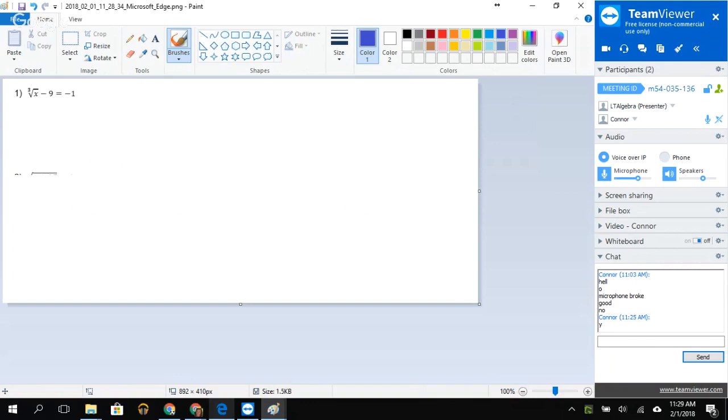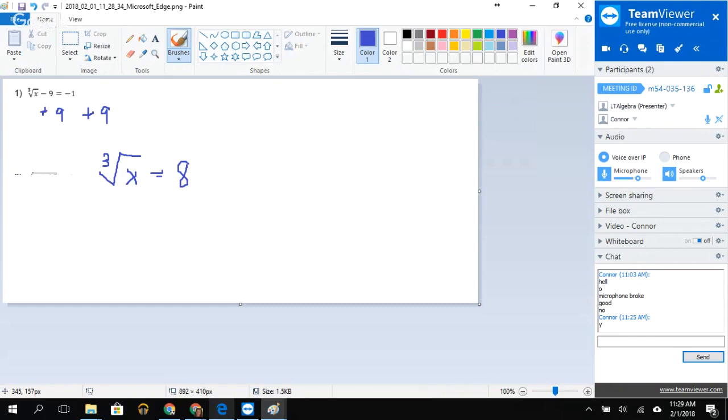Just like any equation, we want to get x by itself first, right? So in order to do that in this equation, I'm going to add 9 to both sides of my equation, and I get the cube root of x equals 8. You might know what this is already, but it's okay.